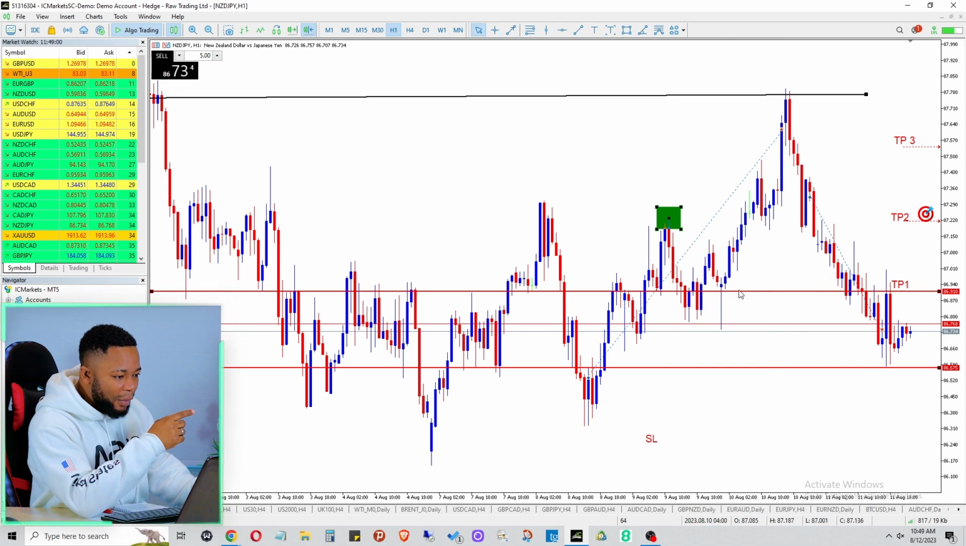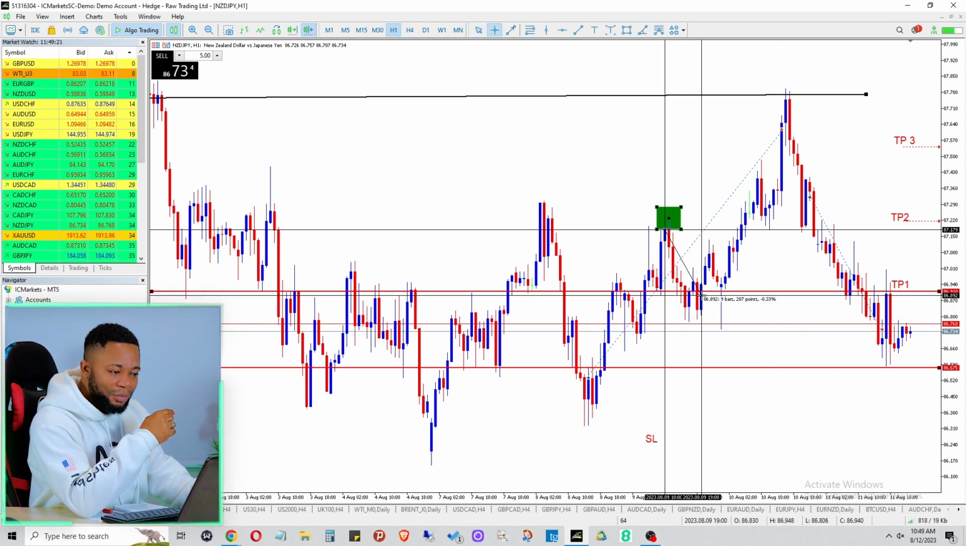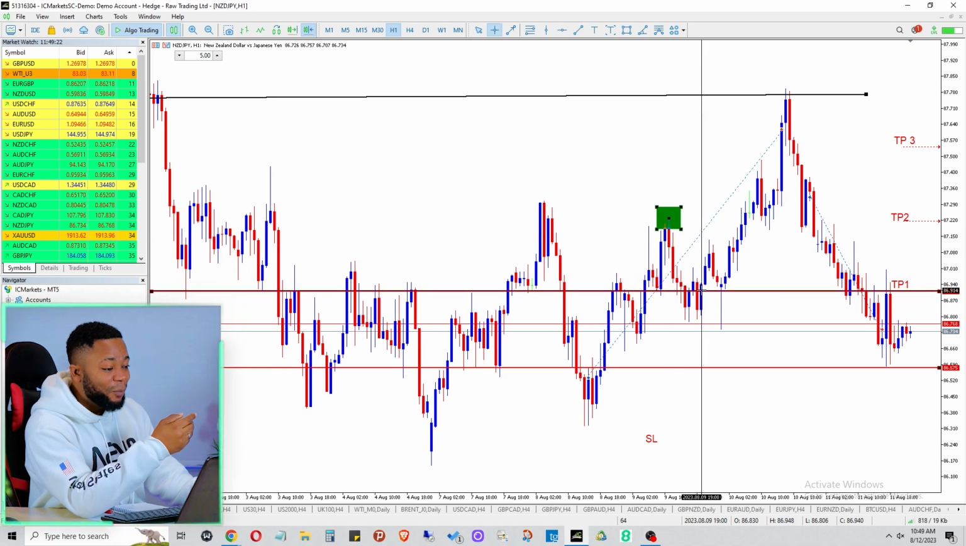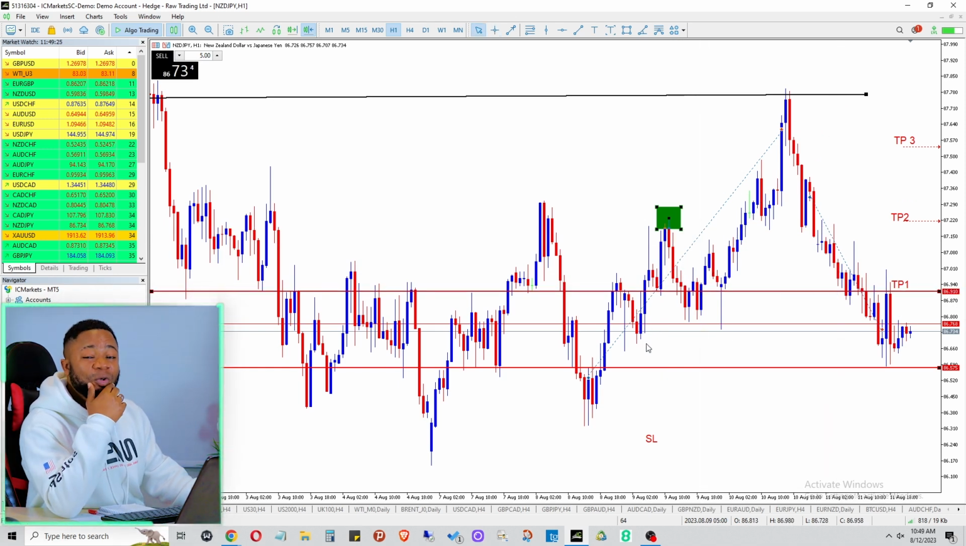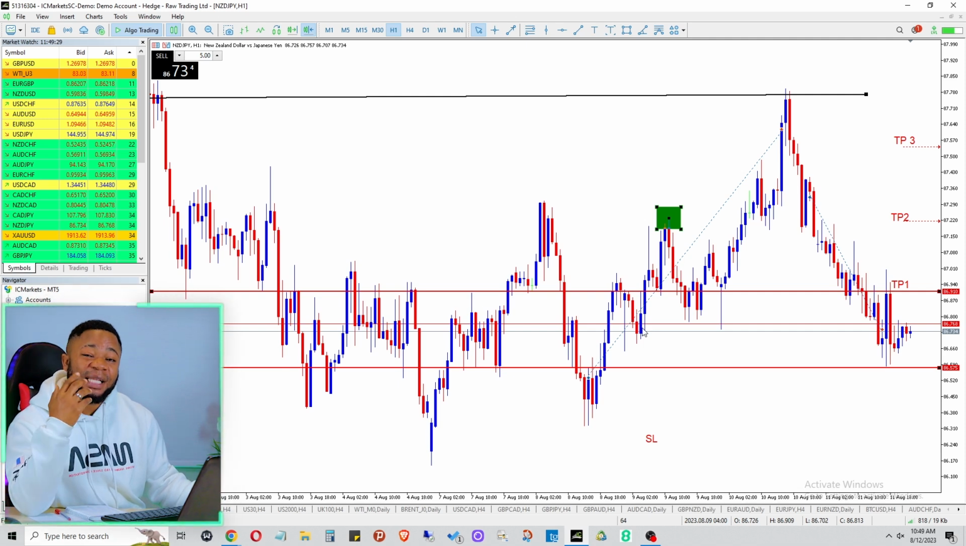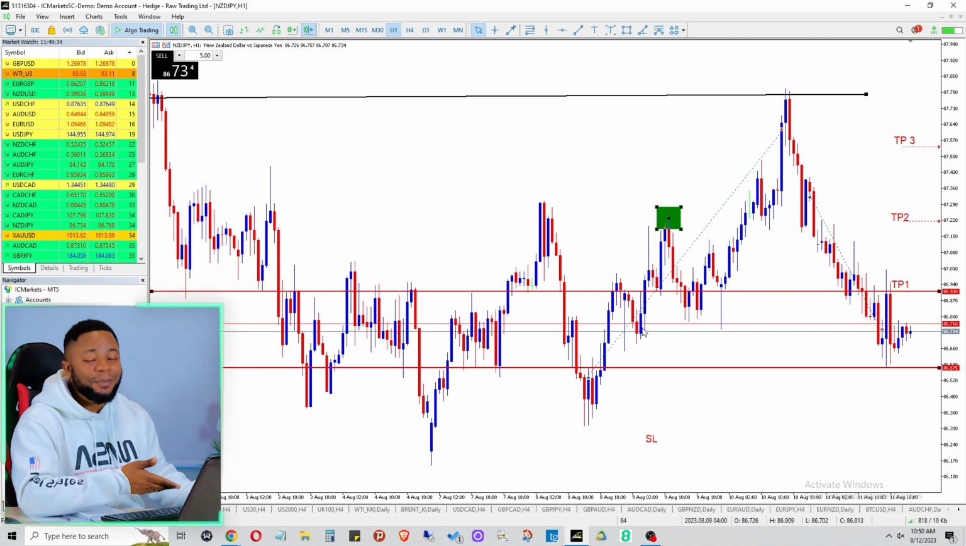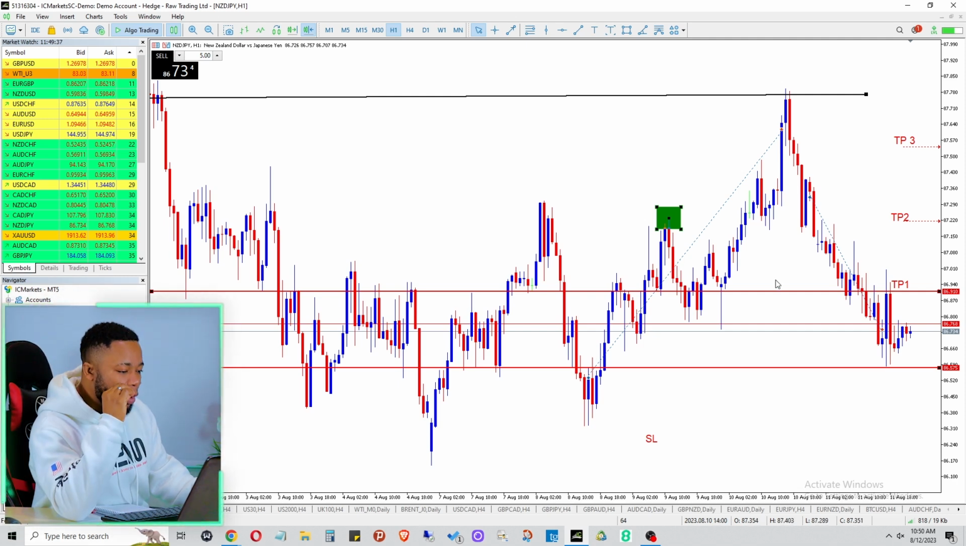Just imagine I went and put my stop loss at TP1. The market just came back, boom, hit that stop loss on TP1, and what happened? It continued going up for almost 150 pips. So you suffocated your trade. You didn't give your trade room to breathe. Let your trade breathe. So always obey that rule.